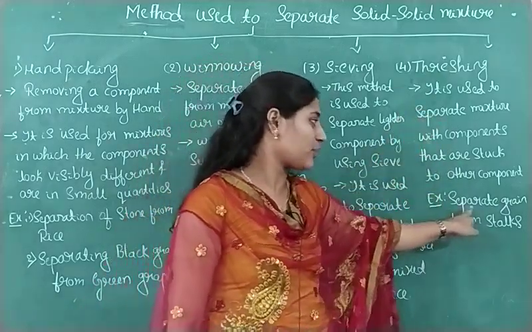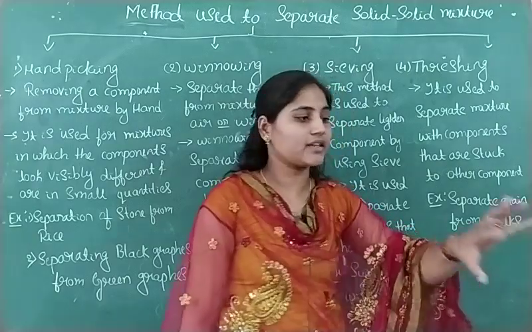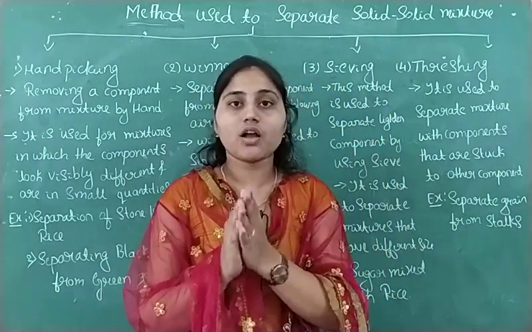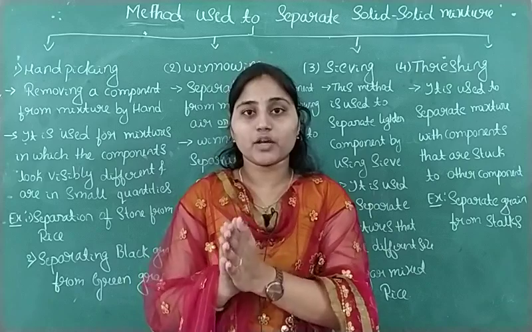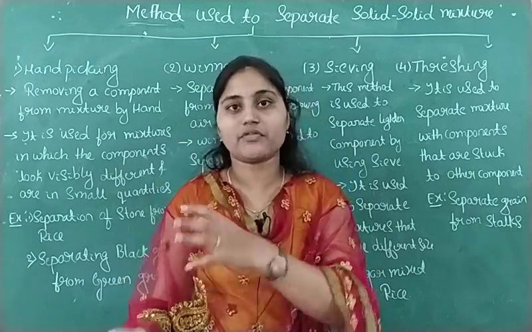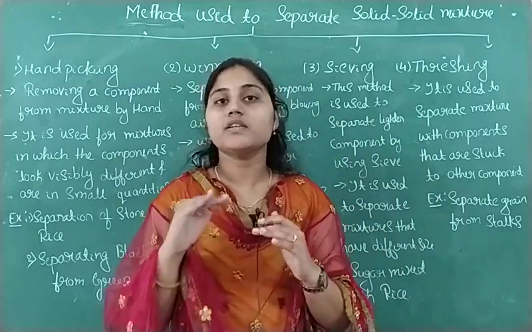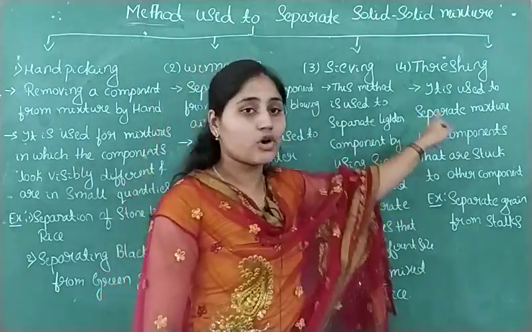Here, what is the example? Separating grain from the stalk. The grain is attached to the stalk. How can we remove it? We can remove it by beating it on a hard surface. When we beat it on the hard surface, the grains will be removed from the stalk. This is the fourth method.